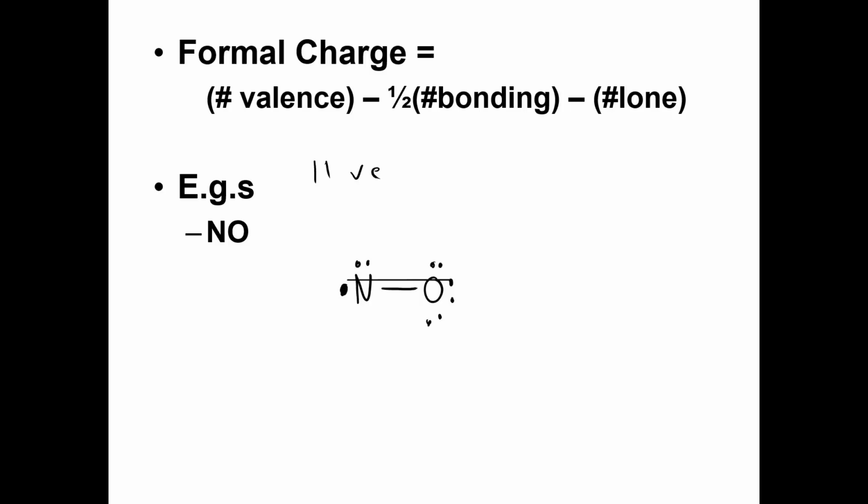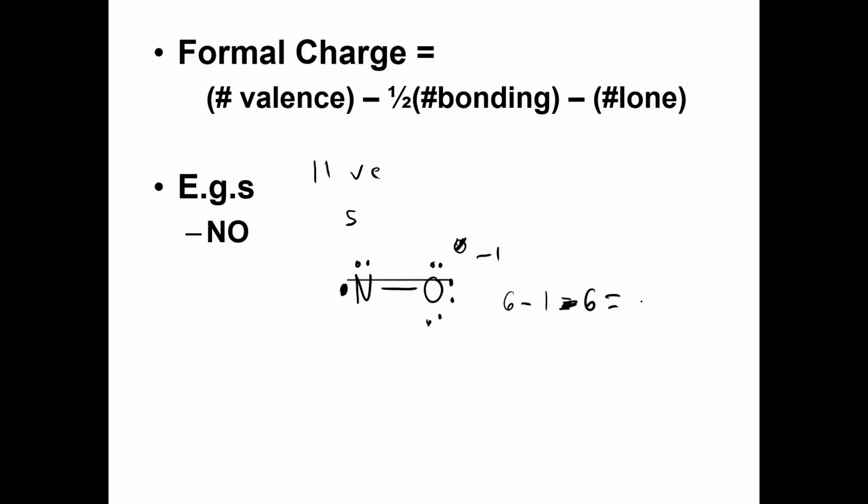So the only thing we can do is make 1 double bond here, right? So oxygen has a formal charge of 0, and nitrogen has a formal charge of 0 here too, because it's 5 minus, oh, never mind. So oxygen obviously is -1, right? So it's 6 minus half of the bonding, minus the 6 electrons. Sorry about that.